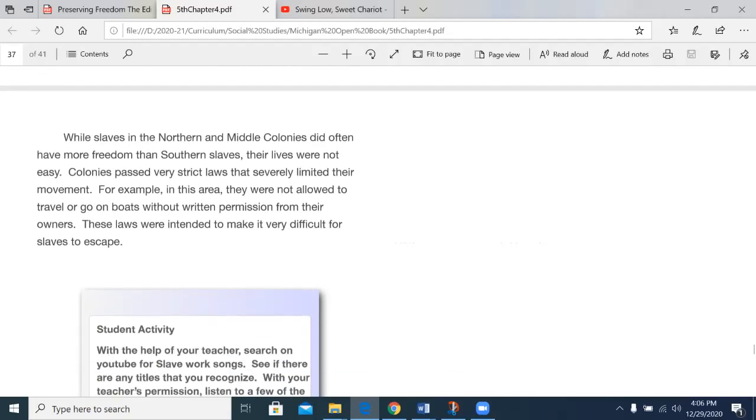While slaves in the northern and middle colonies did often have more freedom than southern slaves, their lives were not easy. Colonies passed very strict laws that severely limited their movement. For example, in this area, they were not allowed to travel or go on boats without written permission from their owners. These laws were intended to make it very difficult for slaves to escape. As this unit goes on, you're going to hear about some more details of slave life and how they tried to escape.